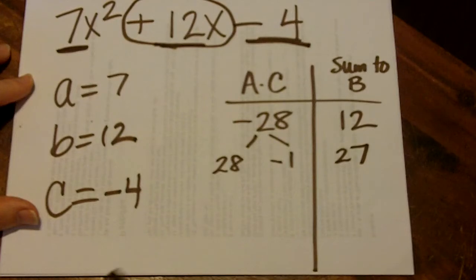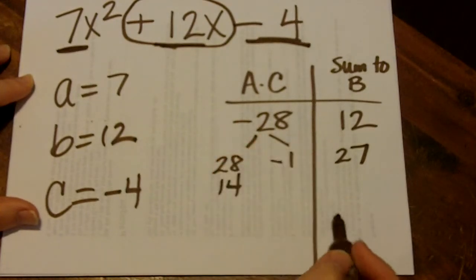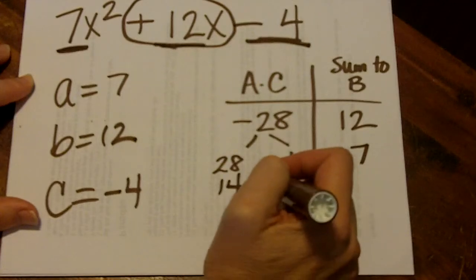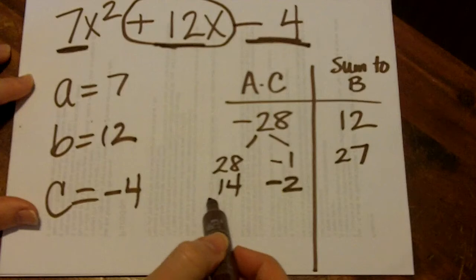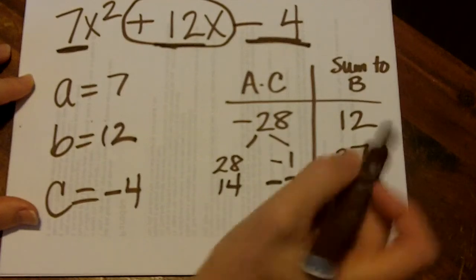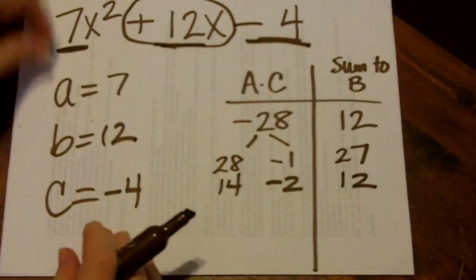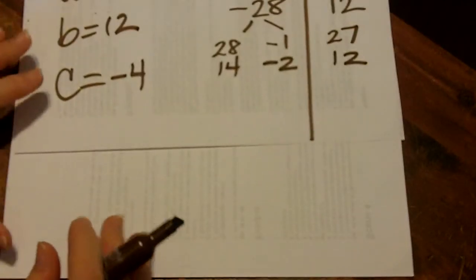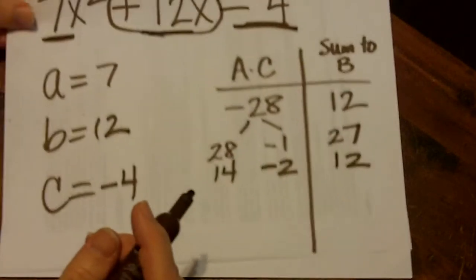Now we're going to cut 28 in half and make it 14. And we'll double the 1 and make it negative 2. Okay? So now we have 14 and negative 2, and that does equal 12 when we add those together. So we're going to take that value and we're going to just plug it in. Let's see what we have here.